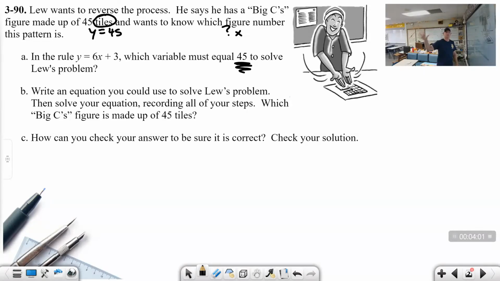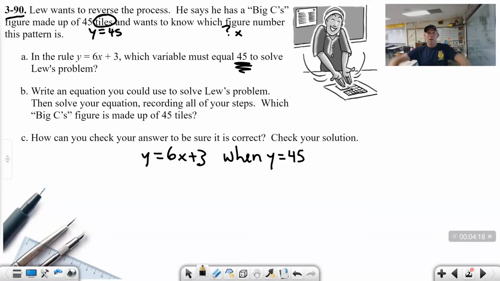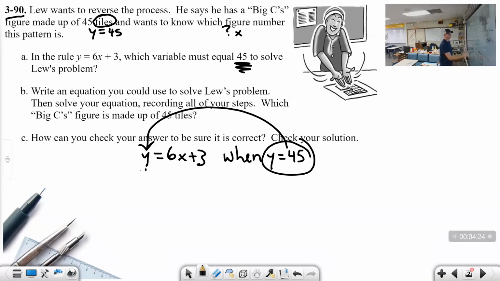So when we solve, off to the right-hand side, 3-90, you need to write y equals 6x plus 3. See, it's the same rule, right? When y is 45, we're solving this problem going backwards, and we plug this value in for y. 45 equals 6x plus 3. Now, we have been using tiles, equation mats, and online tiles. And the question is, how can I solve this now?